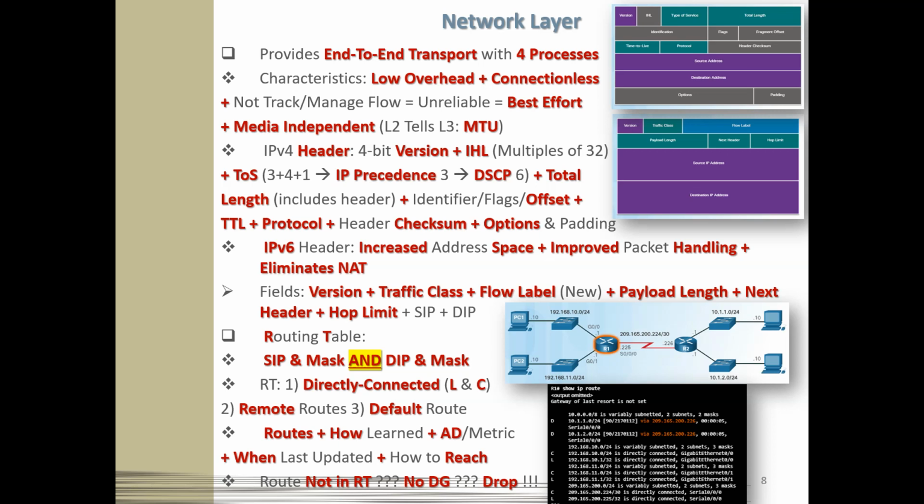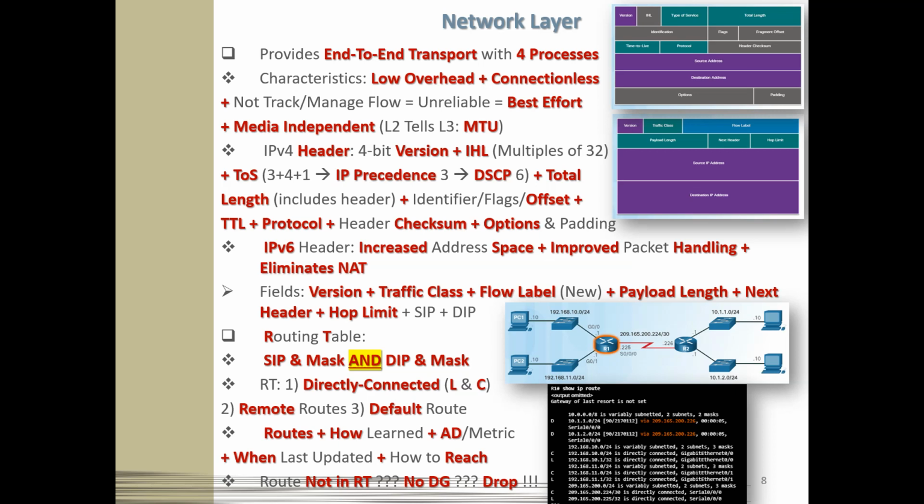Next important piece of information on the routing table is the interface by which we can reach the destination. So which interface is used to reach the destination, or the outgoing interface, is coming next. 209.165.200.226 is the IP address of the next hop. So the next router to forward the packet is known via the next hop information here.